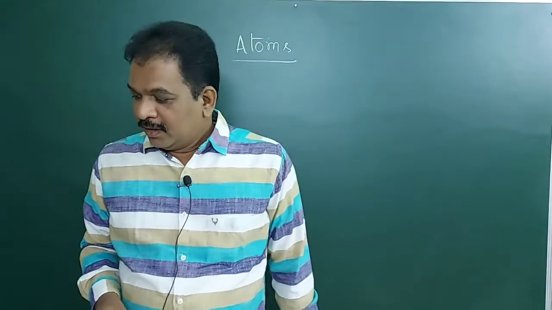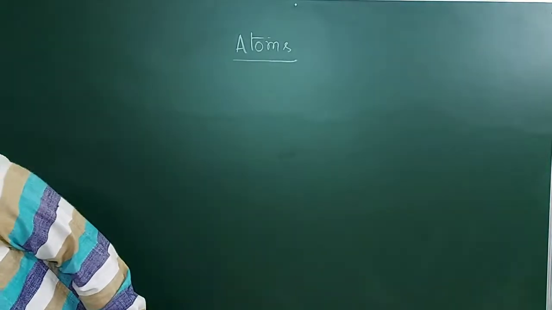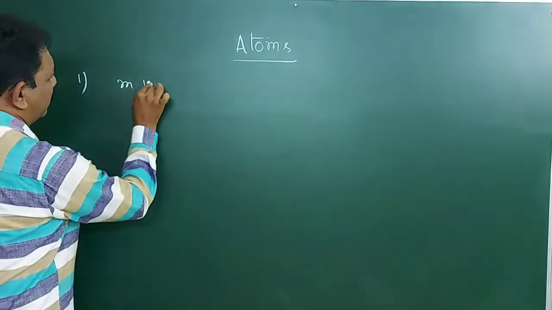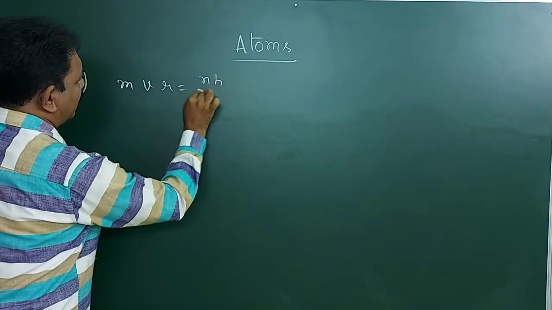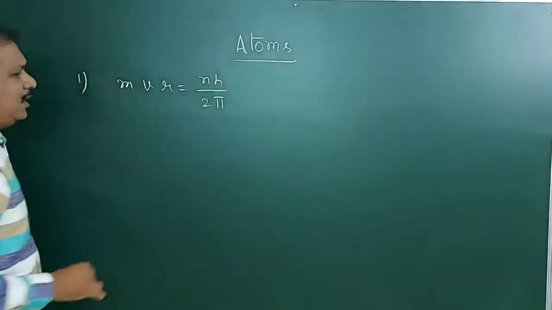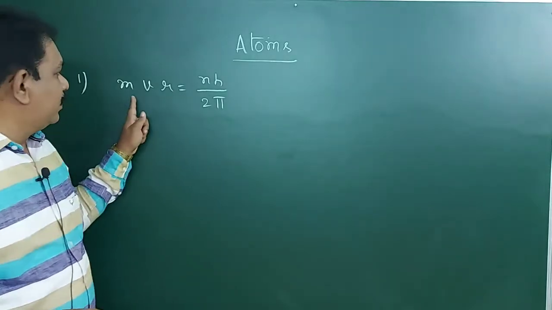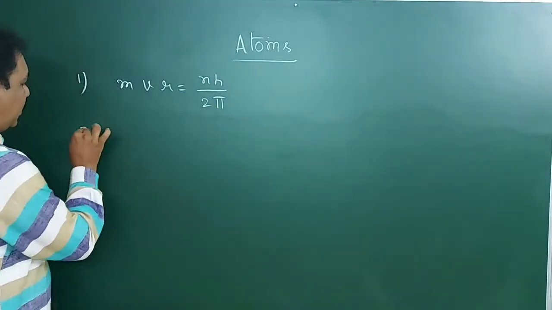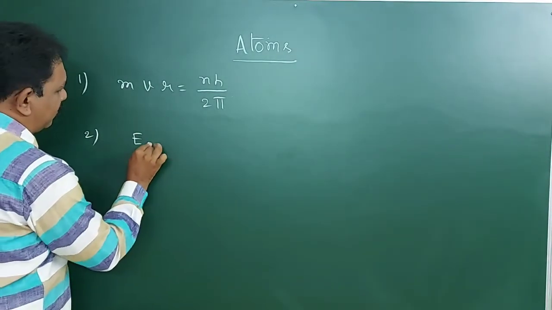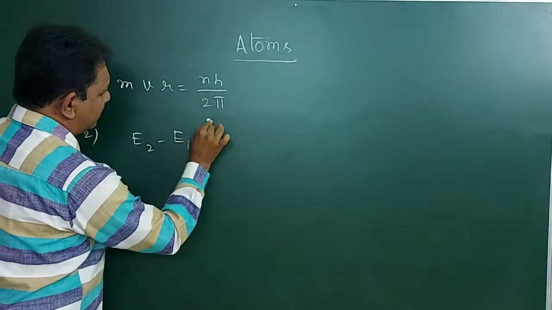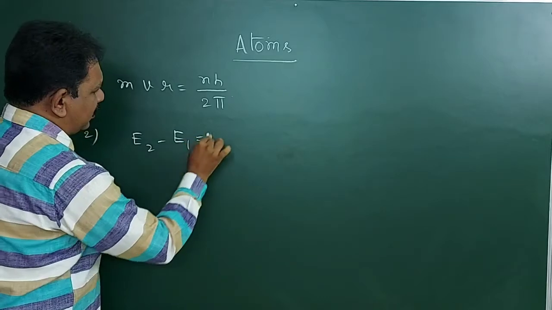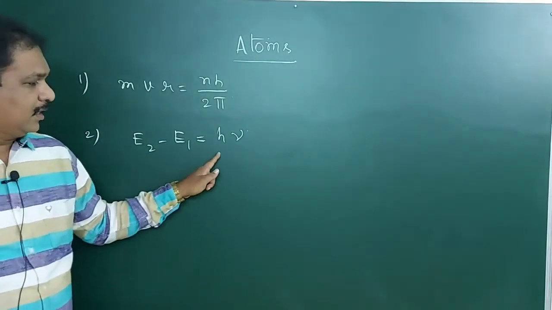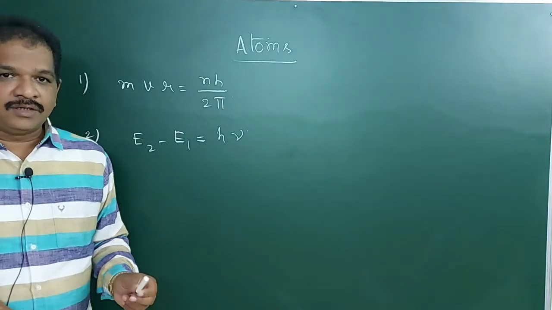First we will write, from Bohr's postulates, what we can write. Angular momentum of any electron is an integral multiple of h by 2 pi: mvr is equal to nh by 2 pi. And when an electron jumps from one orbit to another orbit, the amount of energy released, E2 minus E1, is equal to h nu.